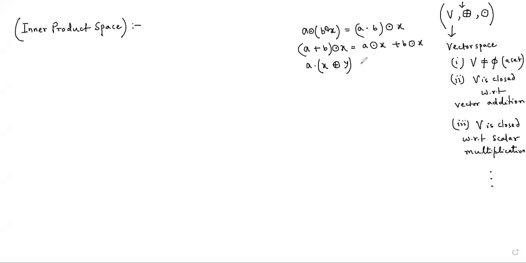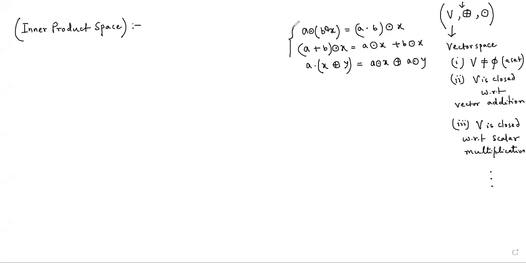And also we try to connect this dot and addition plus in the following manner. We write it like this. Probably you can recall all these properties that we discussed earlier, VS1 to VS8.